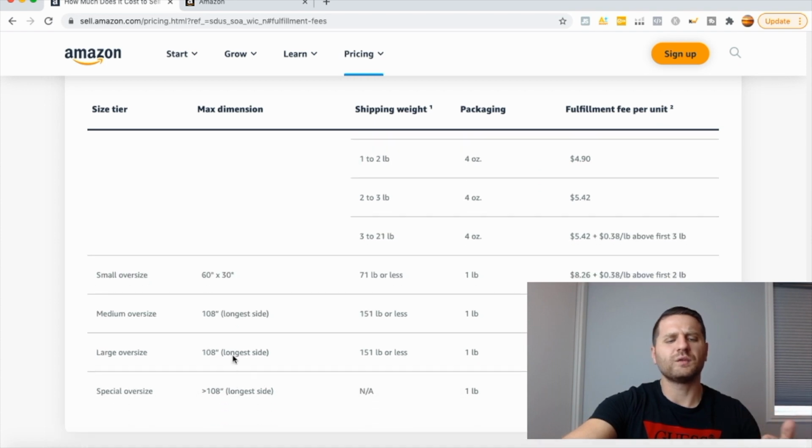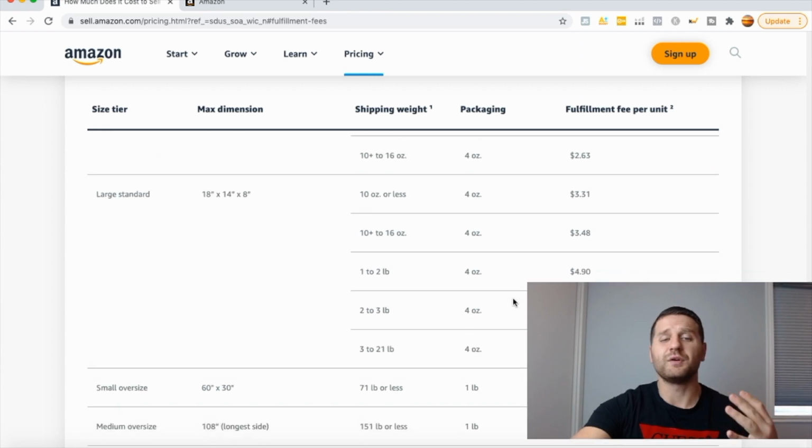I don't want to cover it because you're not going to sell oversized products. It is if you are selling 71 pounds or less products, if your dimensions are like this. Most likely you are not going to sell a product that falls under these dimensions and this weight over here, so I don't want to cover it. It is going to be a really high fulfillment fee. Most likely you are going to sell a product that is under 5 pounds maximum. I'm pretty sure of it.